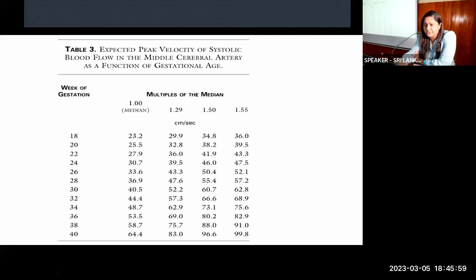This is the chart we use currently, where we use a cutoff of 1.5 multiples of the median at different gestations, for the peak systolic velocities to predict fetal anemia.